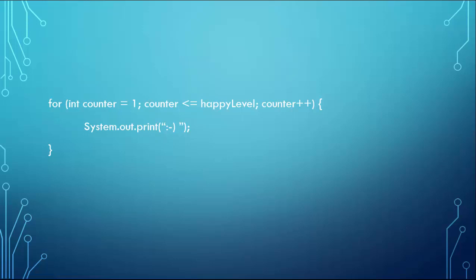So we can use that condition. We can use some variable. It doesn't have to be a built-in constant. It doesn't have to be 5 or 10 or 100. It can be a variable like happy level to determine how many times this for loop will repeat.